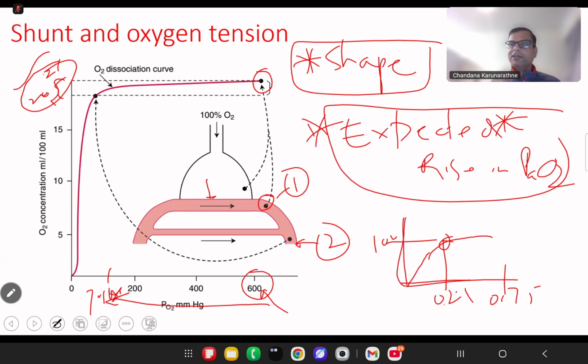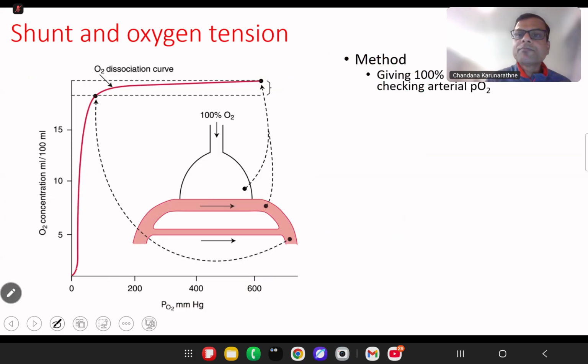So it is a VQ mismatch. We'll come to it in a minute. The major part of the AA gradient is due to VQ mismatch, which we did not discuss yet. It's not from diffusion, not from hyperventilation, and not from shunt. Shunt accounts for a small amount, not the major part. Okay, so we will clear all these things.